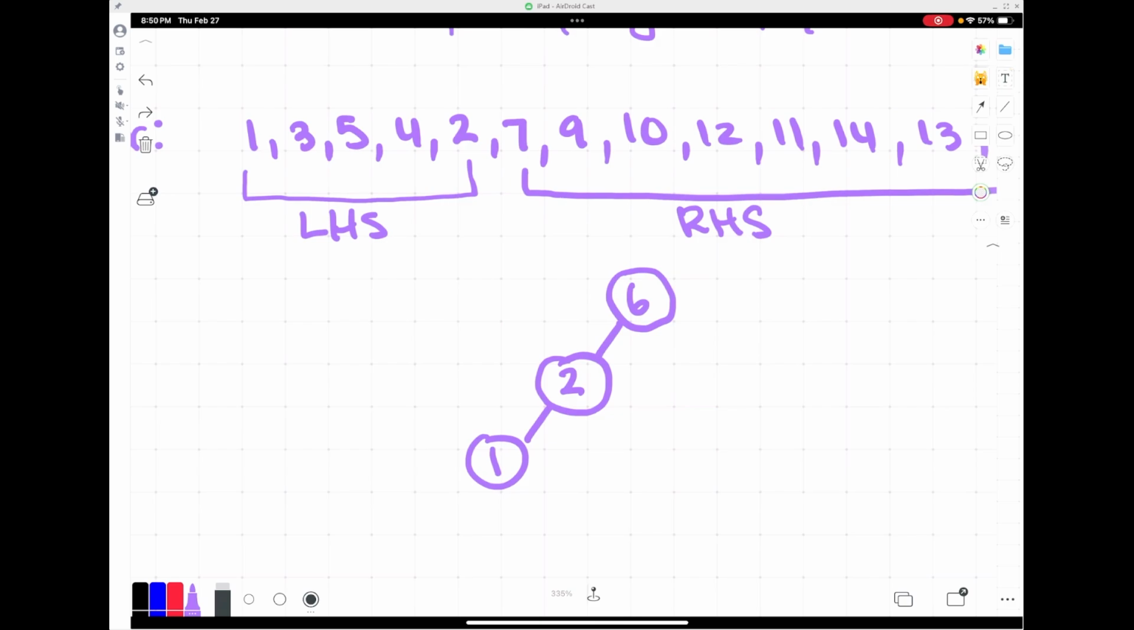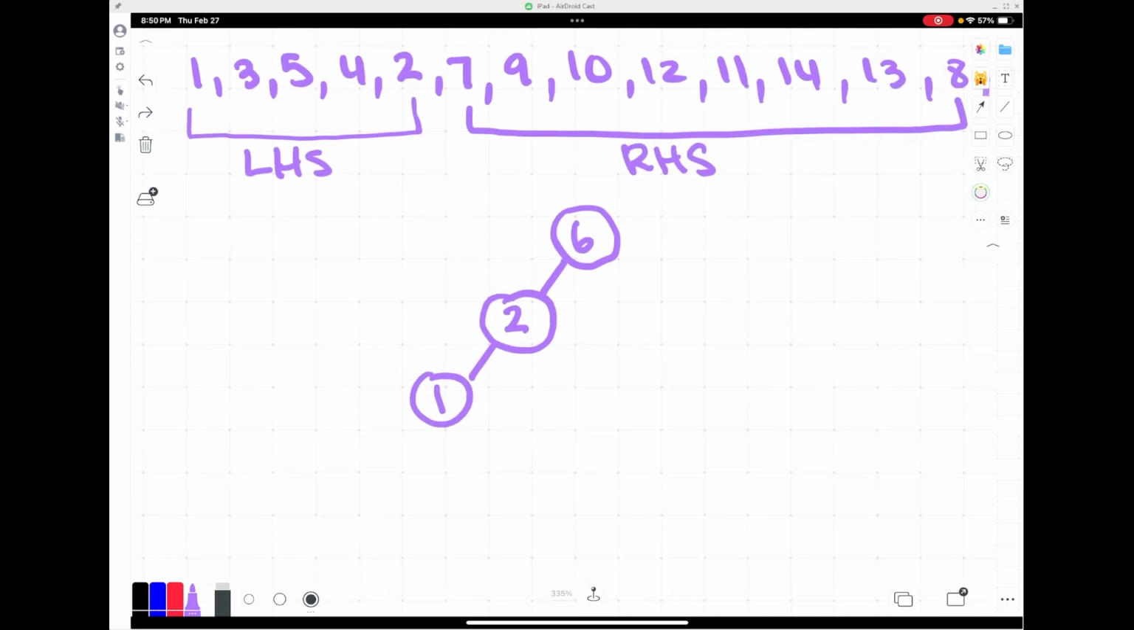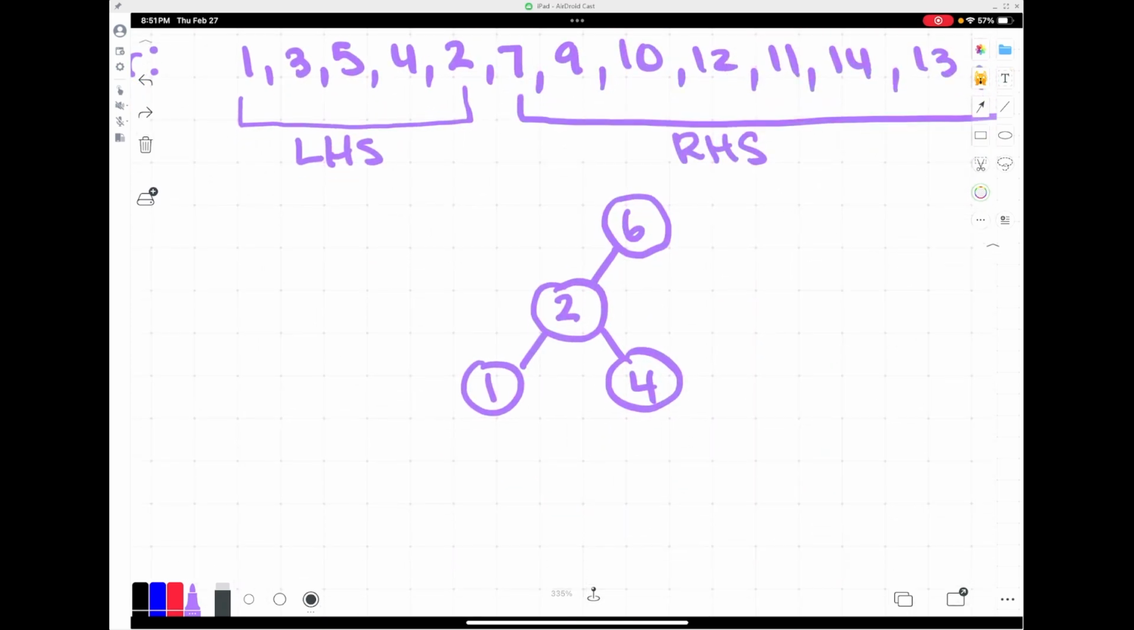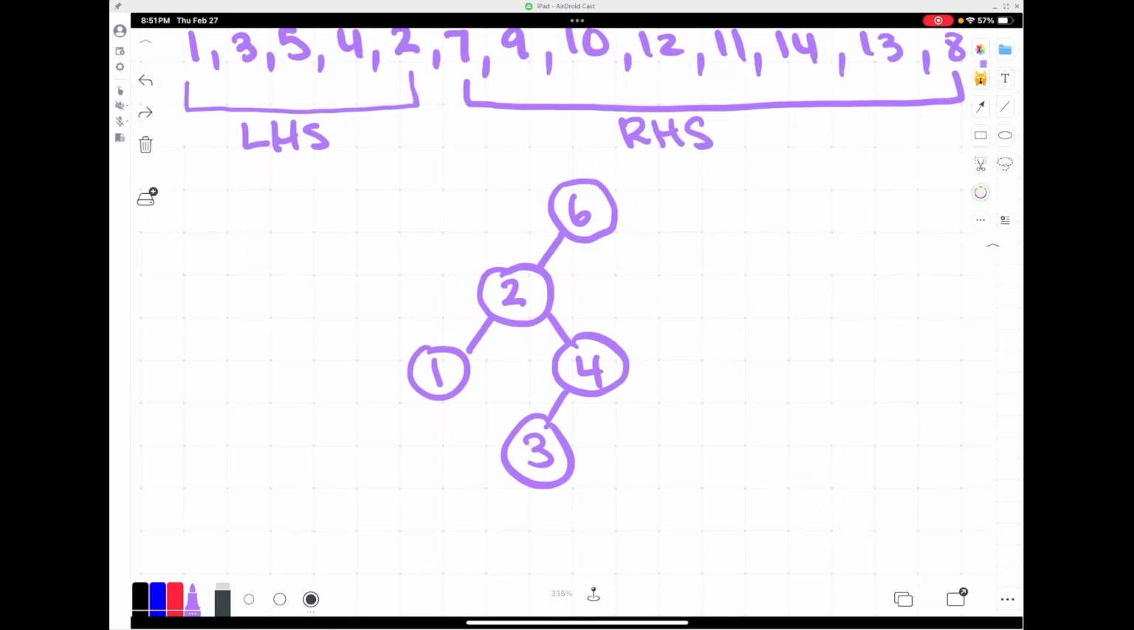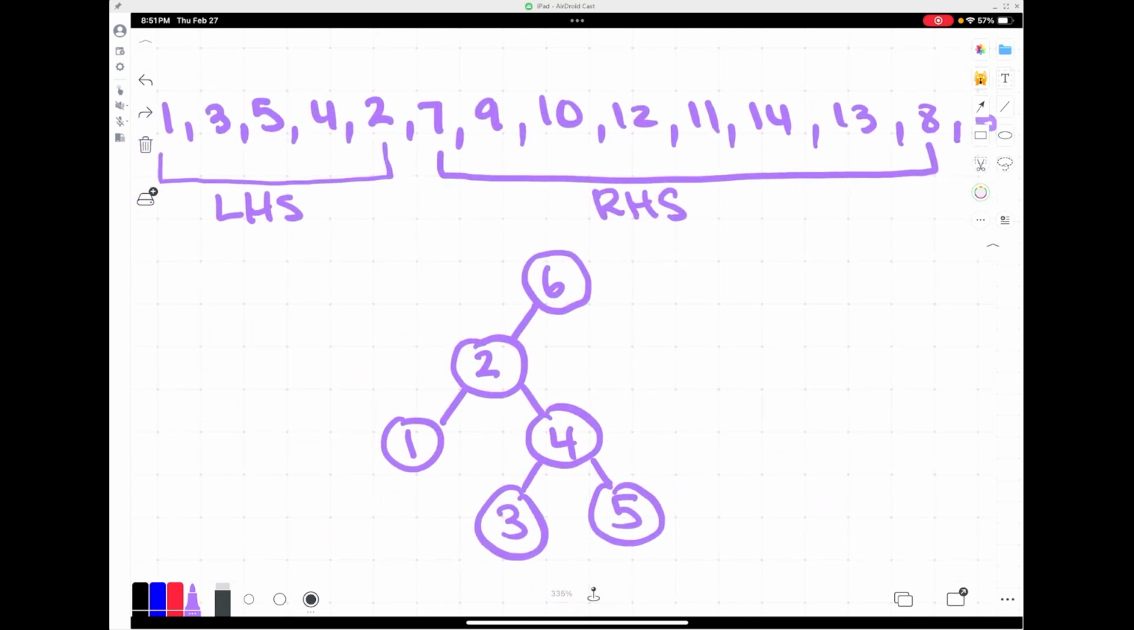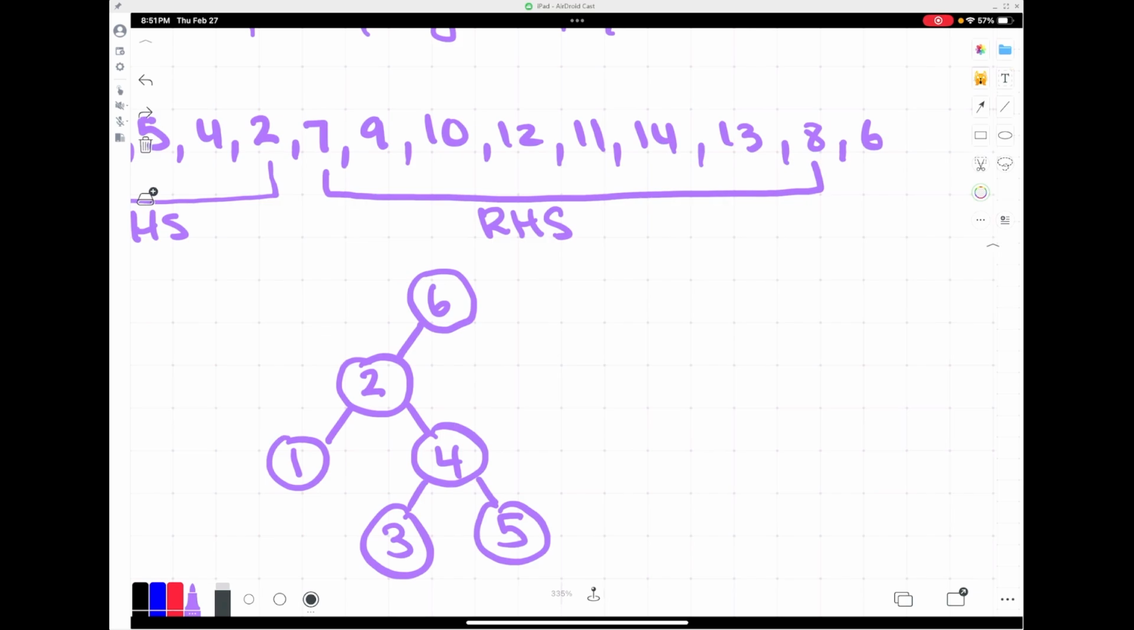We have 3, 5, 4. But 4 is at the very end, so we'll put 4 first. And then what is less than 4? It's 3. And then we have 5, which is greater than 4. Okay? So that's our left-hand side. Now we can work on the right-hand side. So at the very end of the right-hand side, we have 8.